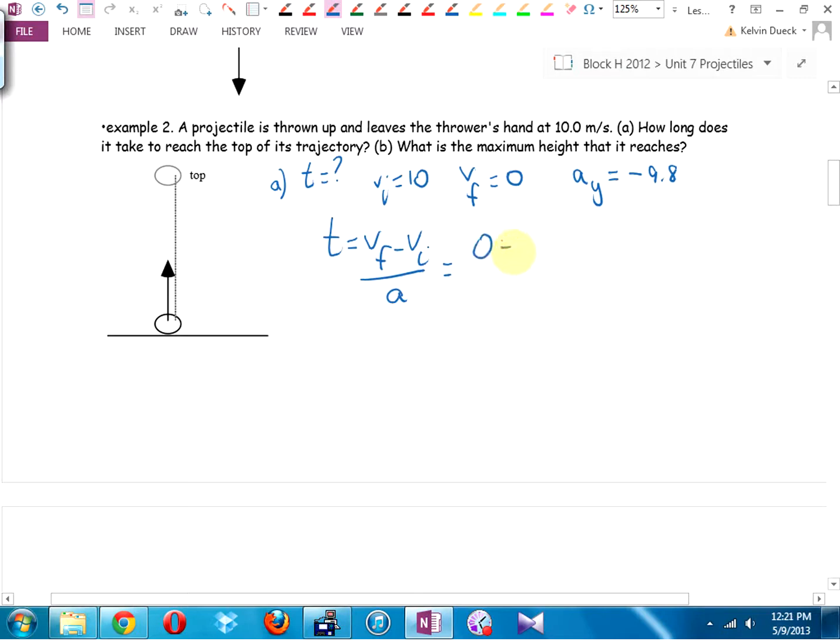0 minus, what's V initial? Divided by negative 9.8. And this is nice. I'm going to get a negative divided by a negative. Positive time. You know what? This is going to be 10 divided by 9.8. This is almost 10 divided by 10. It's going to be like 1.01 or 1.02 or 1.03 or something. What do you get? It's going to be really close to 1. I can tell you that. 1.02 seconds?